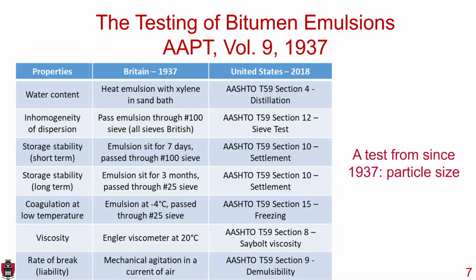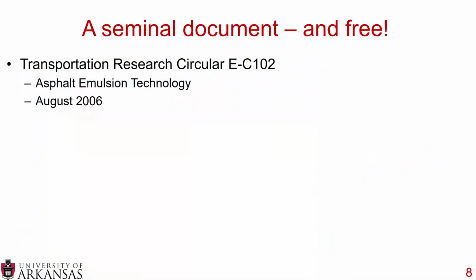So there are tests that have been developed since 1937. And one that is of particular interest is particle size, because if you go to conferences that talk about asphalt emulsions, they talk a lot about particle size. Just one example is the Transportation Research Circular EC 102. It's called Asphalt Emulsion Technology.